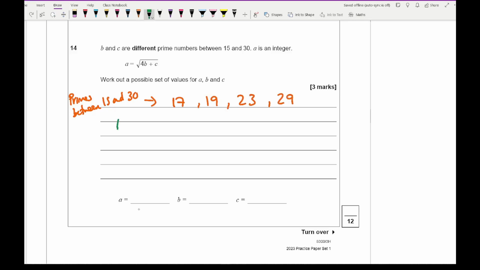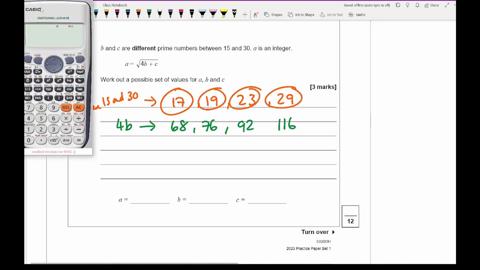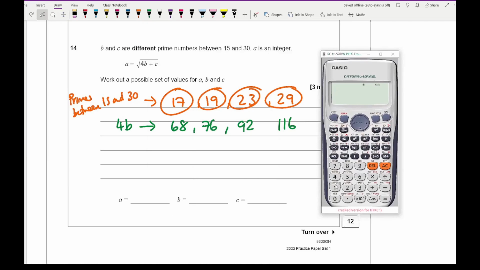So then if I work out what 4b is going to be, those are multiplied by 4, so we get 68, 76, 92, and 116. Now if I start playing with these numbers, so I've got 17, 19, 23 and 29. If I start by adding 29, I want to check to make sure that gives me an answer of a square number. Now you should know and be able to recognize square numbers up to 16. So if I do 68 plus 29, 97 is not a square number, so I can ignore that.